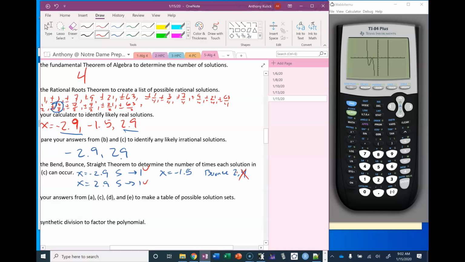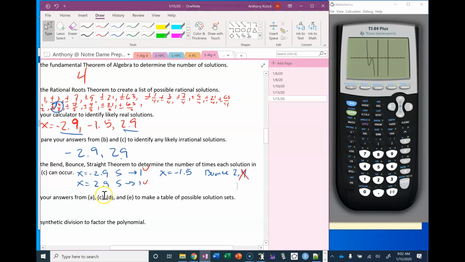Kate, what's your question? I just don't think I would do it. Okay, when you say that, what is that? The straight and the bounce. So I'm looking at the picture, and I'm looking at each one of these x-intercepts and how it is going through or passing through the x-axis. Oh, okay. So like 2.9, it goes straight through, right? Negative 2.9, it goes straight through. At negative 1.5, it bounces. So that's how I'm getting the straights and bounces.